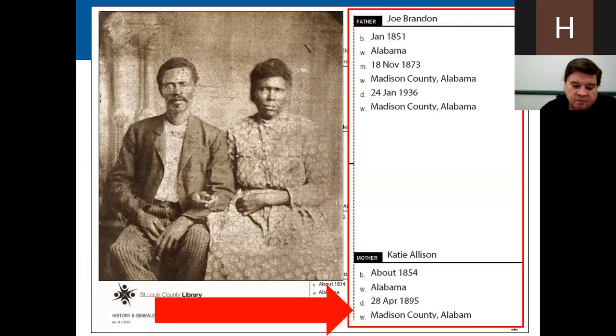Okay, well, what about Katie's information? She died, from what I've learned, in 1895. How did I learn that? Obviously, it wasn't from a death certificate, because Alabama didn't issue death certificates then. It wasn't from FamilySearch, because they don't have Alabama deaths that early. So where do I get this information? Where did I get it?